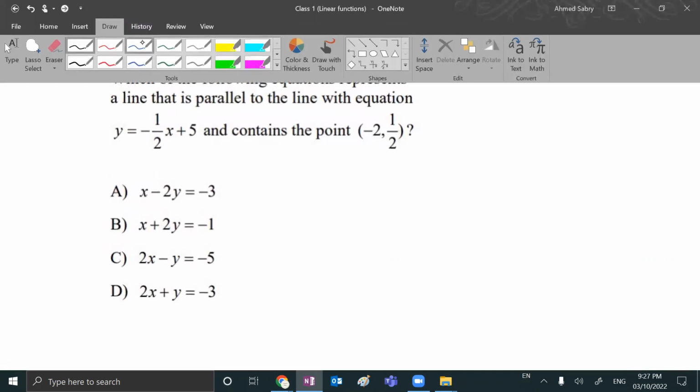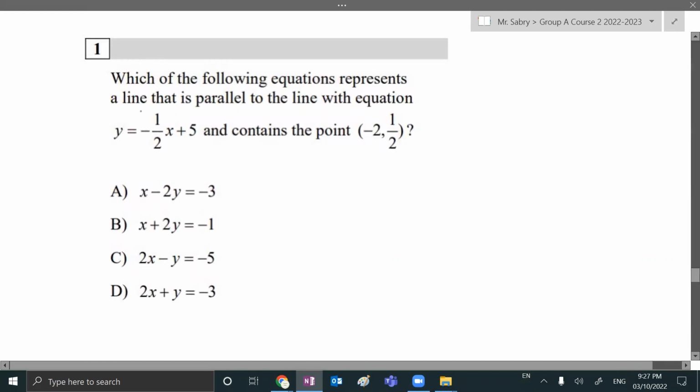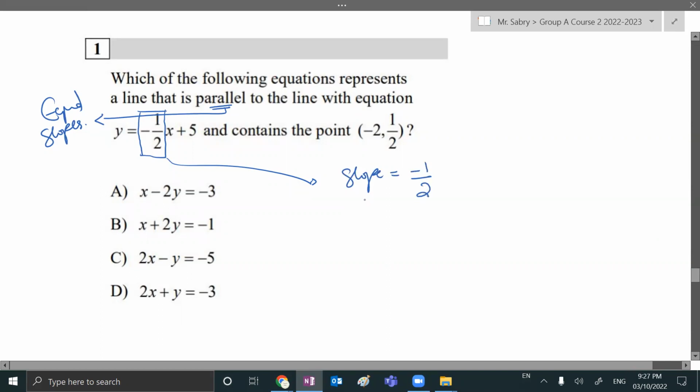So it says here, which of the following equations represents a line that is parallel? Whenever you see parallel, you think of equal slopes. So parallel to what? Parallel to this equation. Before you read the rest, you'll take the slope out of this equation and write it here to know that your slope is the same as this one because they're parallel.